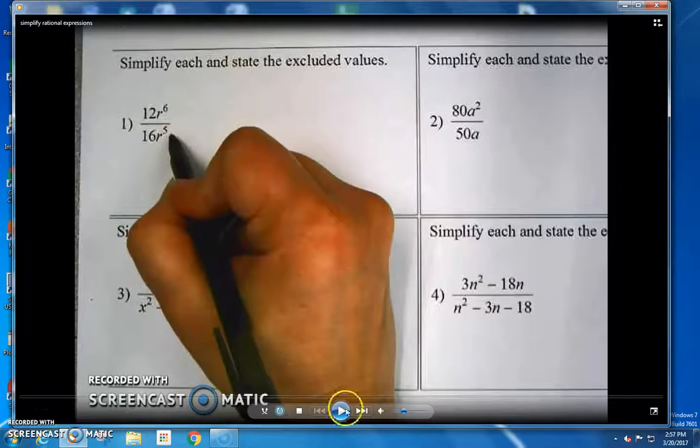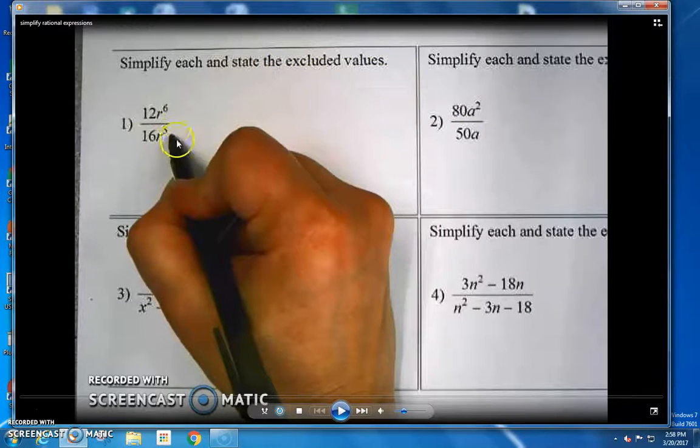Okay, so in this video what we're going to be looking at is how to simplify a rational expression. Remember, rational expressions are anything involving a fraction or an expression that is in the form of a fraction. That's everything you see here. We're going to be simplifying them, and we're also going to be stating the excluded values.